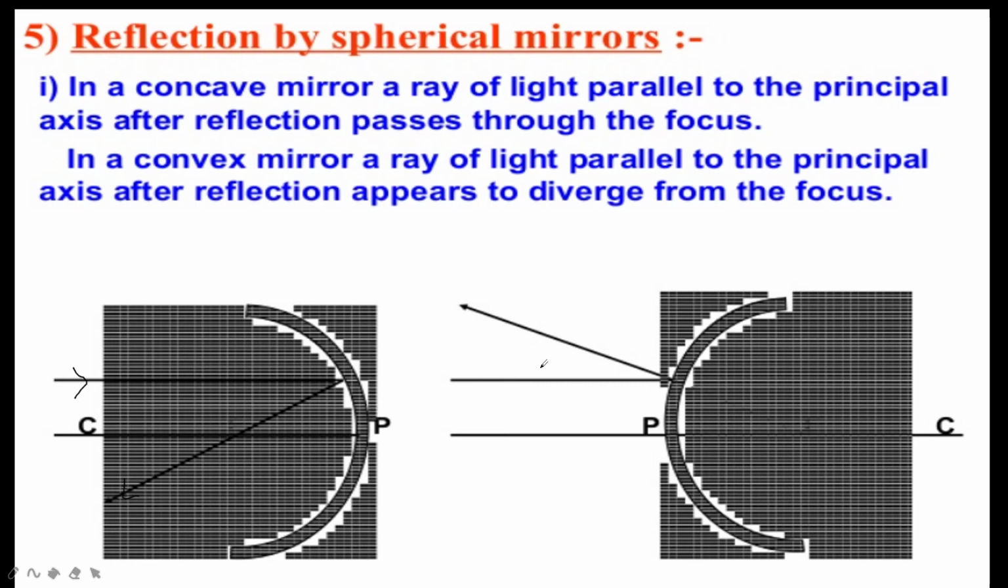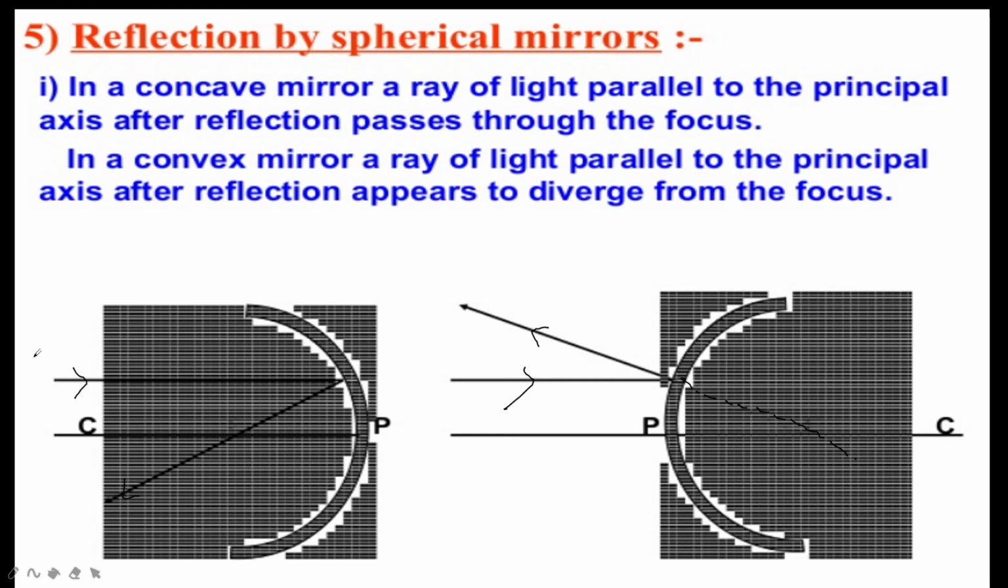As the concave mirror is the converging mirror, that's why it will converge at focus. So here the next one is convex. In the convex mirror, a ray of light which is parallel to the principal axis, after reflection, appears to diverge from the focus. Okay, diverge. So here it seems to go like this.